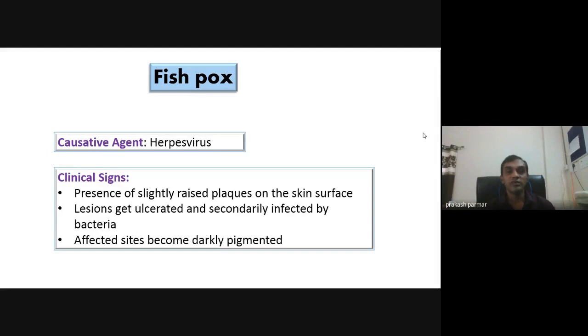Another important disease is fish pox, which is due to cyprinid herpesvirus. Here it is due to the presence of the herpesvirus. The clinical signs are slightly raised flakes on the skin surface. First a small flake forms, maybe white in color. After that, lesions start on the surface of that flake, and at last it forms a bigger ulcer. And the fishes get pigmented.